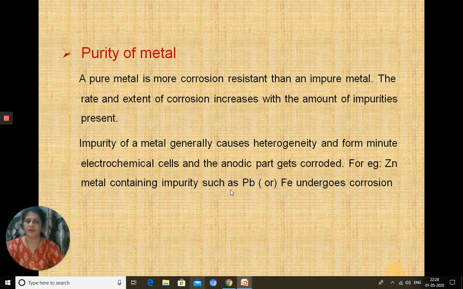Then what will happen? You know that zinc lies towards the anodic end and these other metals lie towards the cathodic end. Even if a little impurity of lead is present in zinc, a very small minute electrochemical cell will be set up where zinc will act as an anode and undergo severe corrosion. Hence, purity of metal affects the rate of corrosion.